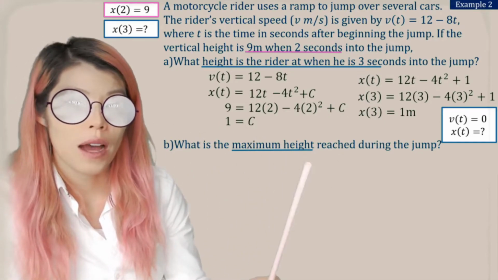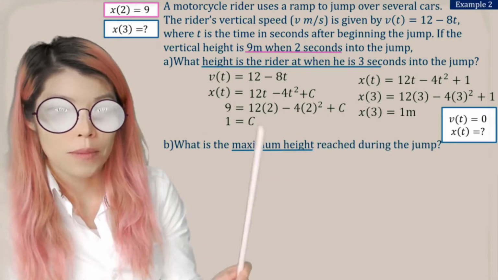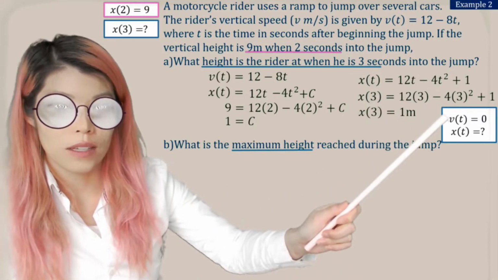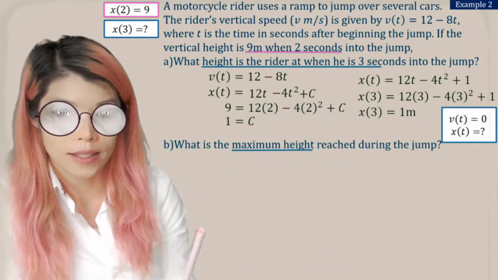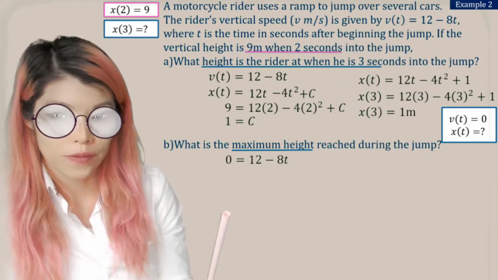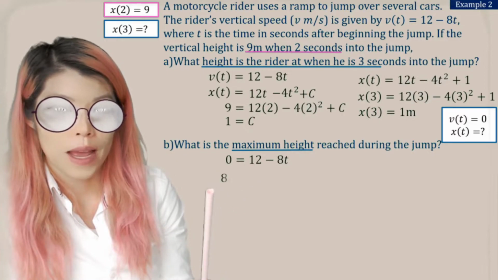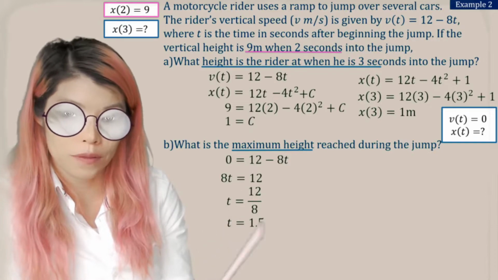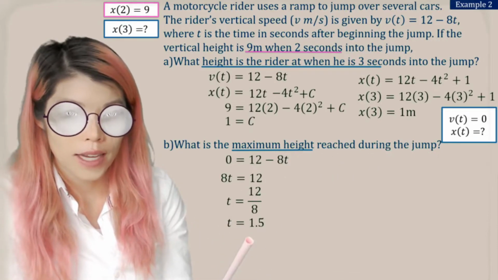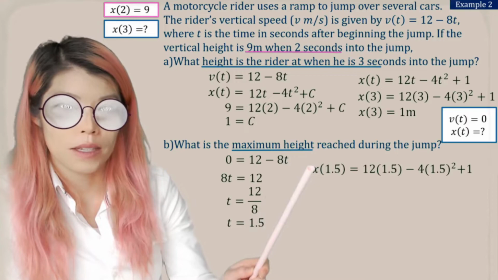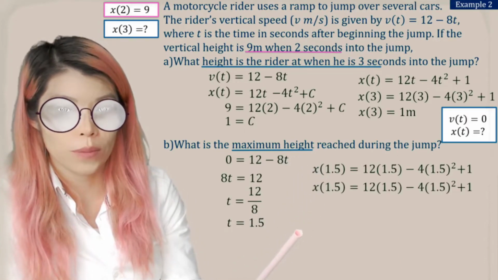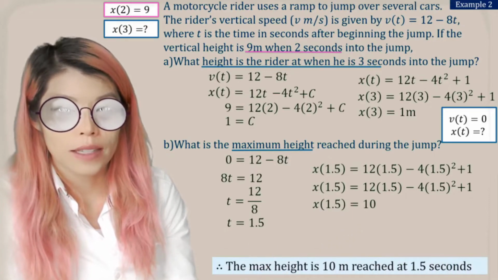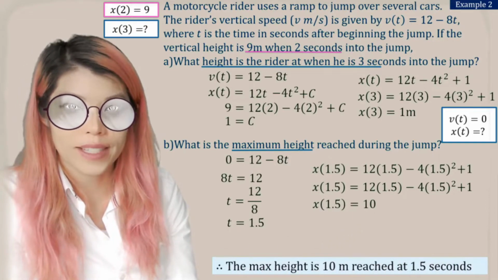What is the maximum height reached during the jump? So maximum height happens when the velocity, or the gradient of x, is 0. So when v(t) is 0, what is x? So let that equal to 0. So we have obtained 8t equals 12, t becomes 12 over 8, which is 1.5. So now we have to look at the height. So the height at that time, x at 1.5, we obtained x is 10. So the maximum height is 10 meters, reached at 1.5 seconds.